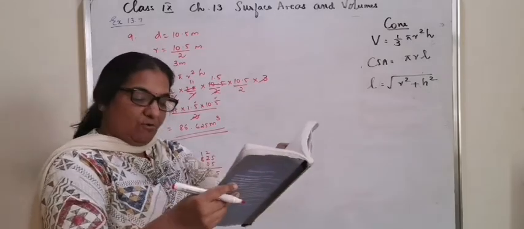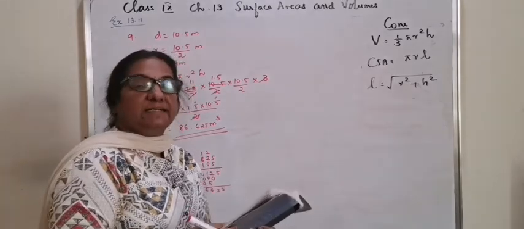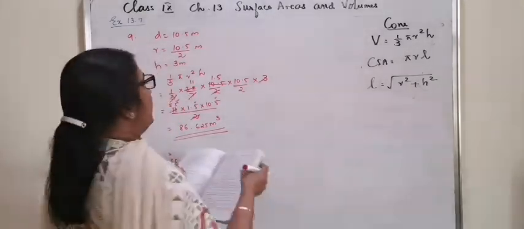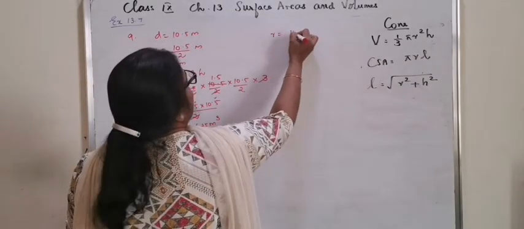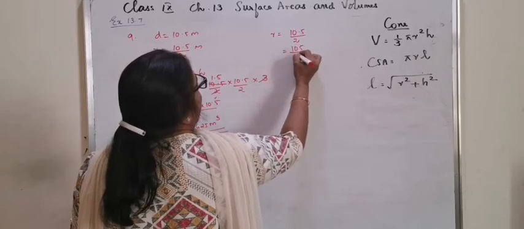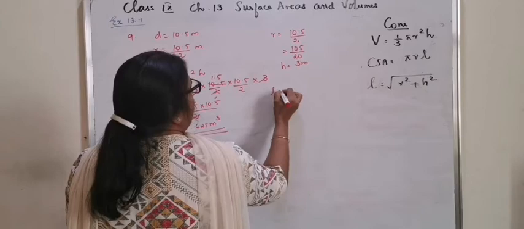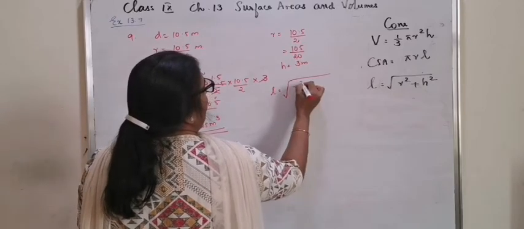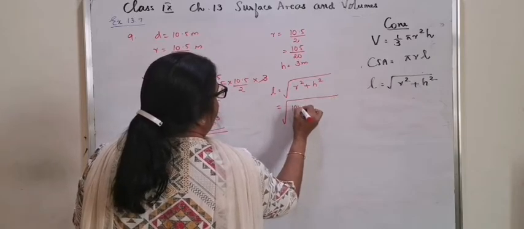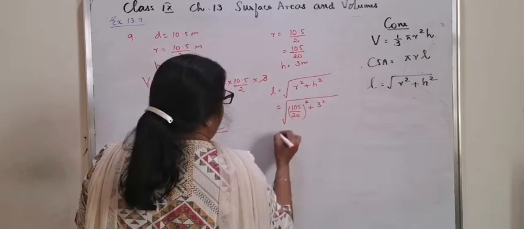And now the heap is to be covered by canvas to protect it from rain. Find the area of canvas required. So we have to find the slant height L, then apply the formula pi r L. The diameter is given, radius is 10.5 by 2. Let me take it as 105 by 20. Height is given as 3 meter. L is equal to square root of r square plus h square, which is the square root of 105 by 20 the whole square plus 3 square.